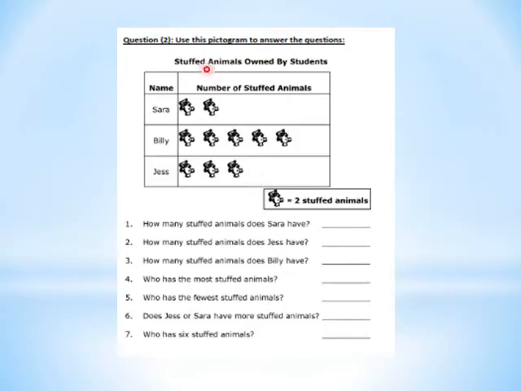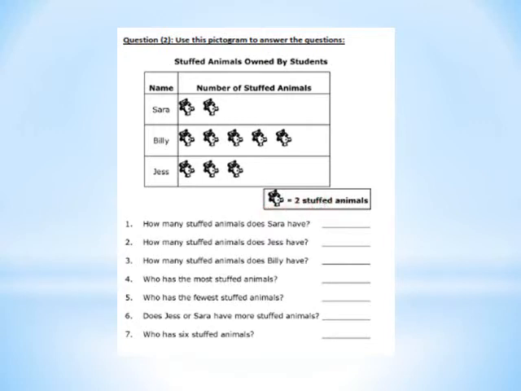Question 2. I have here also a pictogram, and here I have the names of some students, Sarah, Billy and Jess, and these teddy bears show me the number of stuffed animals each one of them has. There is something very important. Look, here is the key. So this teddy bear means 2 stuffed animals. Take care. 2 stuffed animals. So each teddy bear in the pictogram means or stands for 2 stuffed animals.